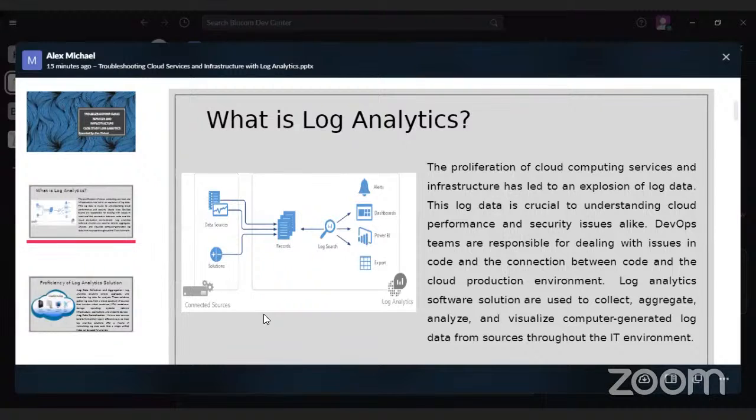Log data is crucial to understanding cloud platforms and security issues alike. DevOps teams are responsible for dealing with issues in code and the connection between code and the cloud production environment. It further says that log analytics software solutions are used to collect, aggregate, analyze, and visualize computer-generated log data from sources throughout the IT environment.